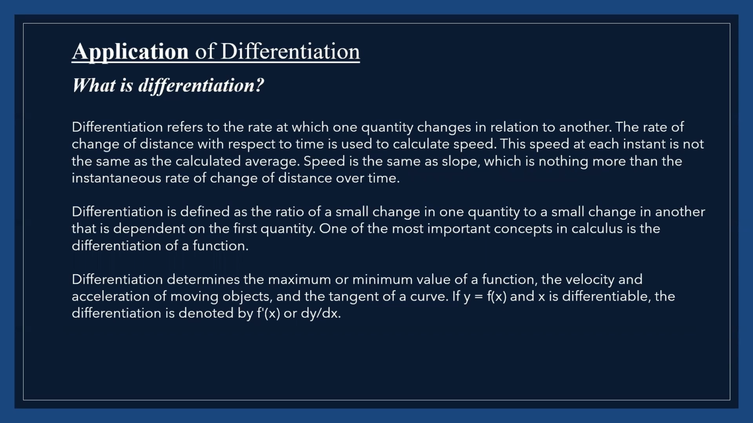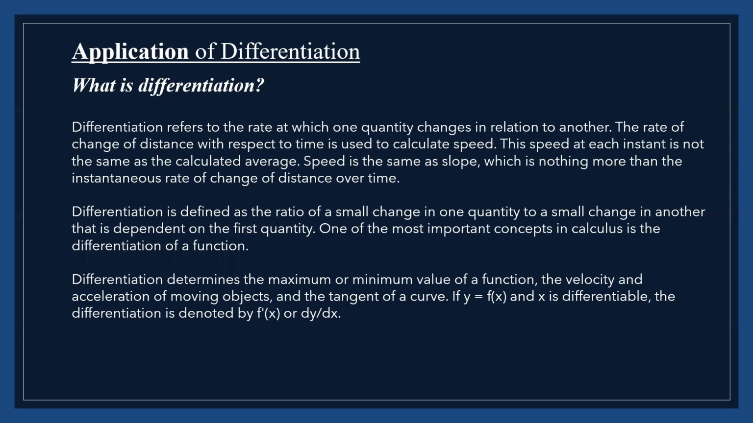What is differentiation? Differentiation refers to the rate at which one quantity changes in relation to another. The rate of change of distance with respect to time is used to calculate speed. This speed at each instant is not the same as the calculated average. Speed is the same as slope, which is nothing more than the instantaneous rate of change of distance over time.